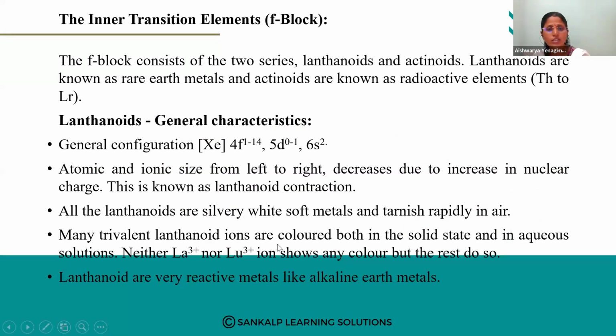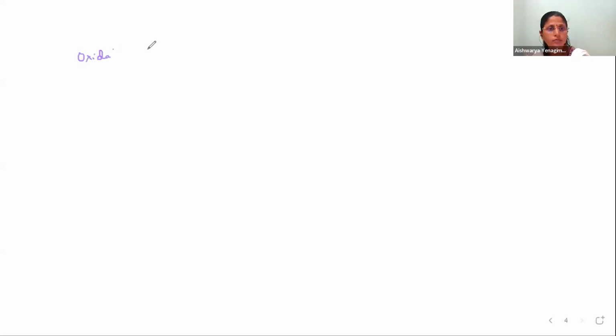All lanthanides are silvery white soft metals and they tarnish rapidly in air. This is a general characteristic of lanthanides. Many trivalent lanthanide ions are colored. To understand this, let us first try to understand something related to oxidation states. What oxidation states are shown by lanthanides? Let me take the next slide. Here we are going to talk about oxidation states.